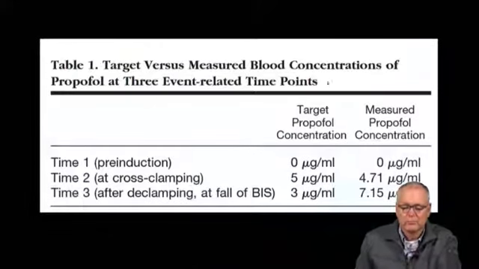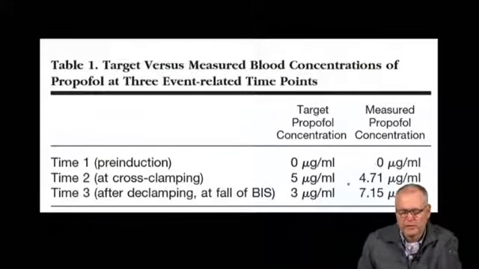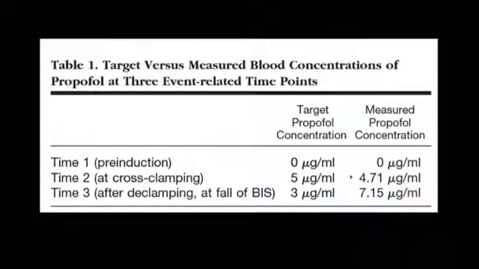They also managed to measure some propofol concentrations, and their target concentrations at these time windows, pre-induction, cross-clamp, after induction, were 0, 5, and 3 respectively. Check out what the measured propofol concentrations were. Well, 0 and 0, that makes sense. 4.71 with a target of 5, that's in the ballpark. But look what happens. Their target was 3 when the BIS fell, and the measured was more than double.